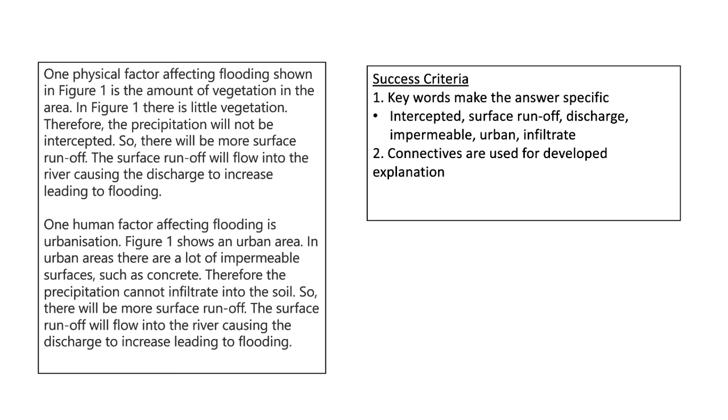You also need to be using connectives to develop your explanation. So in the first paragraph of my model answer, I've used therefore and so to explain why having little vegetation increases the risk of flooding. In the second paragraph, I've done the same. I've used therefore and so to say why urban areas increase the risk of flooding.